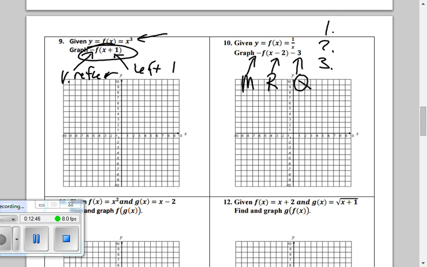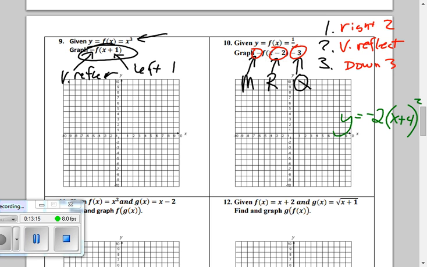Okay, you should have started on the inside. You should have said right 2. Number 2, you should have moved to the outside and should have done this, and you should have said, is that a vertical or horizontal? Vertical reflects. And the last one is the outside one, which is that one, which is down 3. Good. Let's do one more like that, except here's a function that's a little more complicated. Y equals negative 2 times x plus 4, squared. What should be first? What should be second? What should be third?